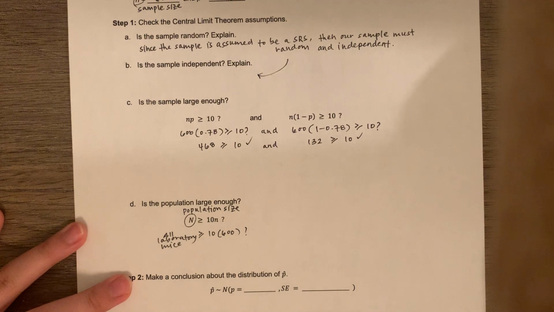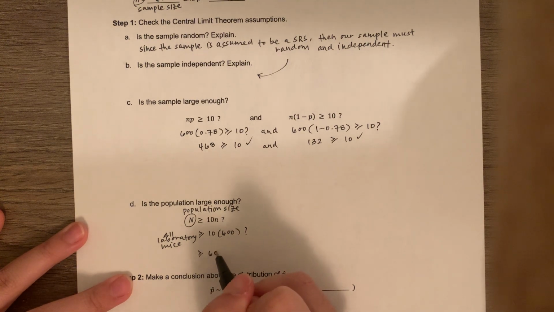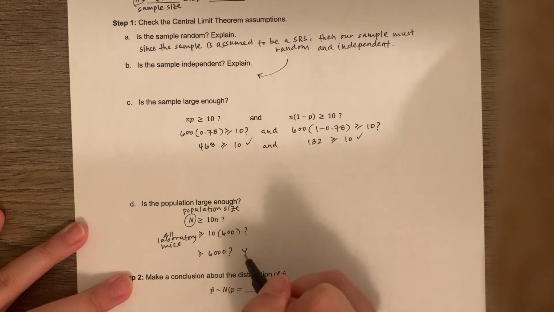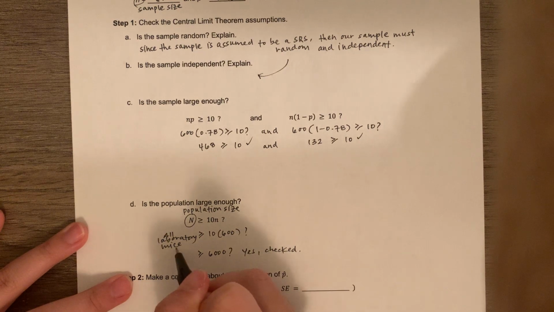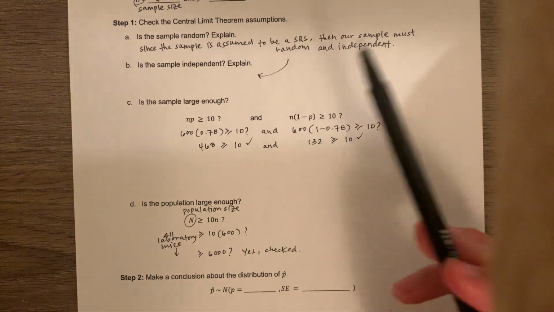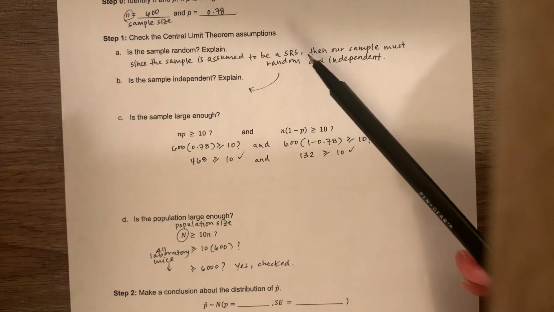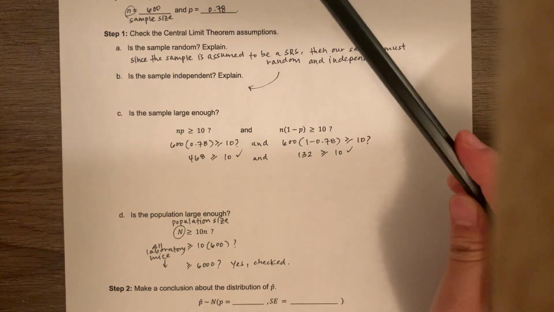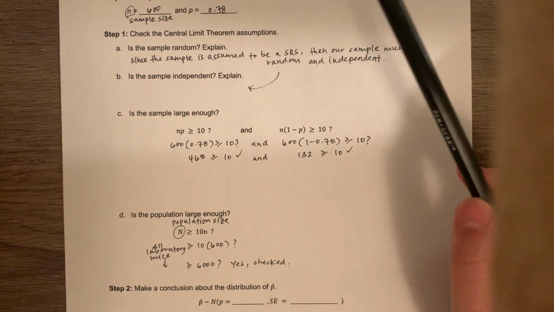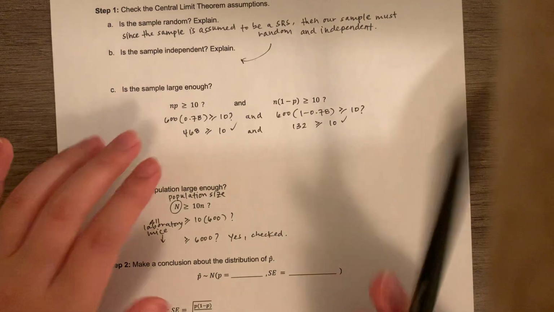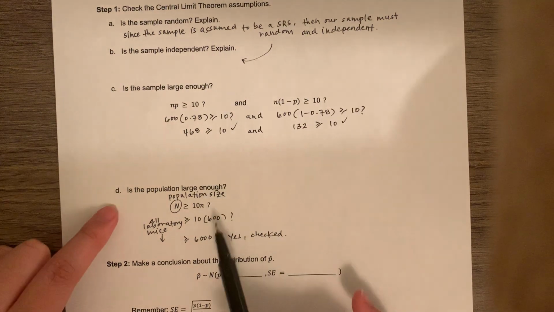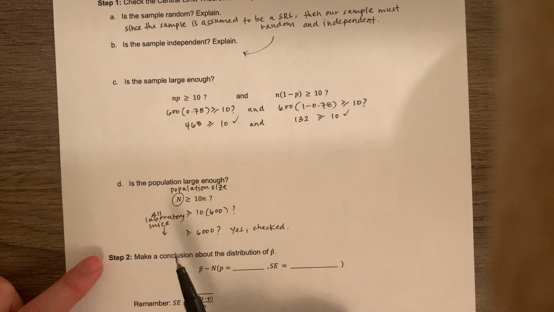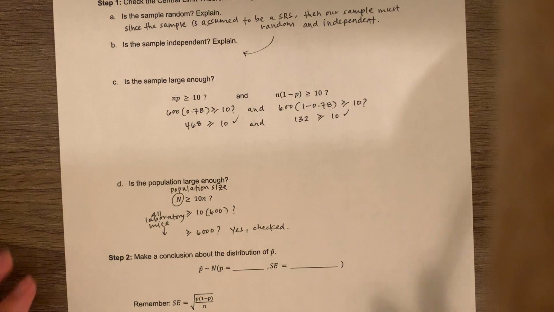So in this case, are all laboratory mice greater than or equal to 6,000? Yes, and so this is also checked. So as we have seen, all of our 3 requirements are checked. The sample is random and independent because of SRS. The sample is large enough as shown by our 2 sites. The population is large enough because all laboratory mice is greater than or equal to 6,000.